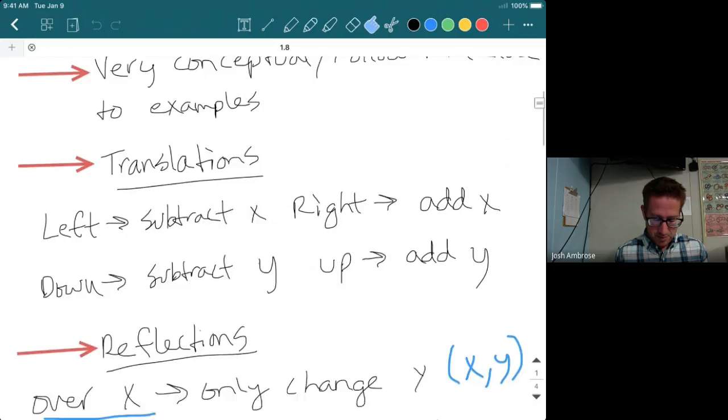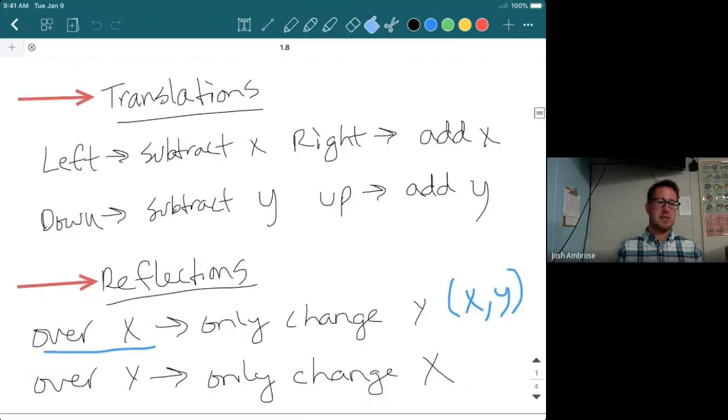Okay, so let's jump into one of those concepts right here. Translations, that's literally moving a graph. You're not, like flipping. You're literally taking a point and moving it left or right, up or down. If you move it left, that means you are subtracting from the original x. If you move it right, you're adding to the original x. If you go down, you are subtracting from the original y. If you go up, you're adding to the original y. So that's what that little part right there means.